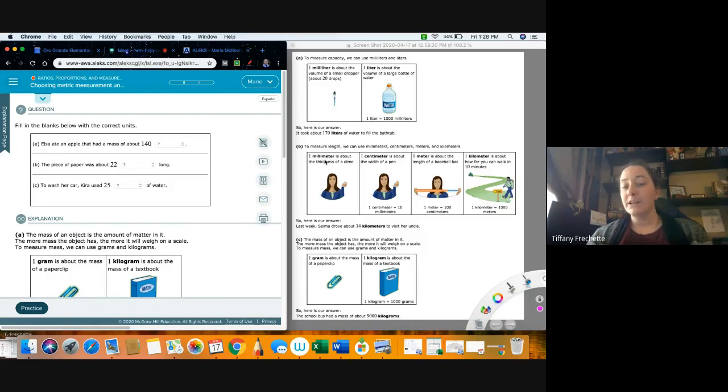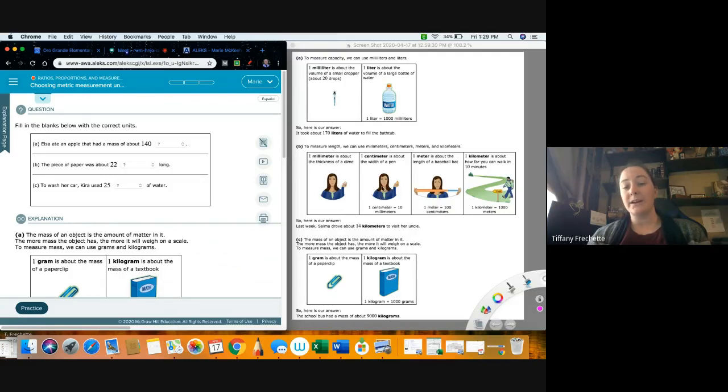So 1 millimeter is about the thickness of a dime. If I had a dime here, I could hold up a dime. I don't have one right here. A centimeter is about the width of a pen. And a centimeter has 10 millimeters in it. So every millimeter, if I multiply by 10, I get a centimeter. And then 1 meter is about the length of a baseball bat. So it shows her holding a baseball bat. And 1 meter has 100 centimeters in it. So if I say 10 times 10, I get 100.